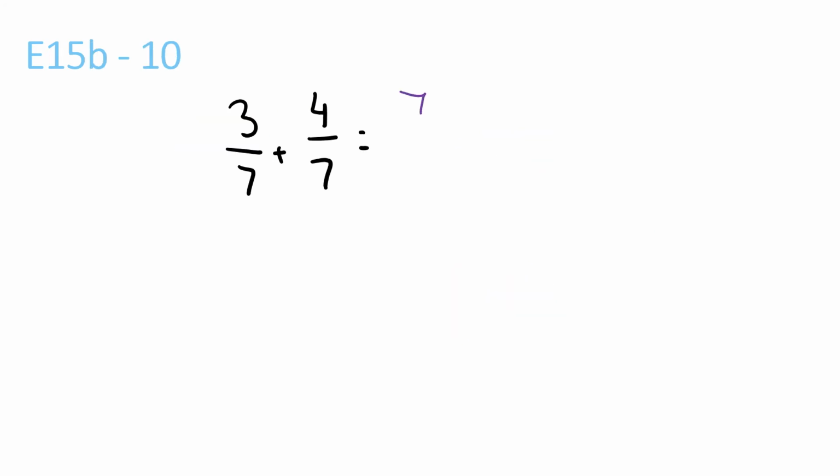3 plus 4 is 7, over 7 is equal to 1, because if the top and the bottom are both the same, it's just one whole.